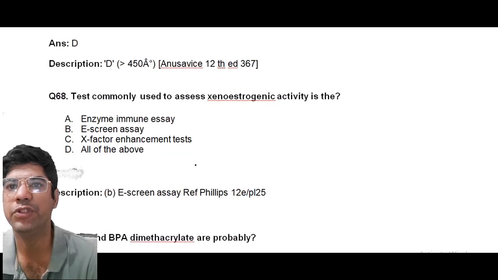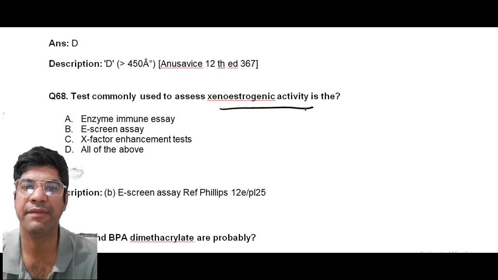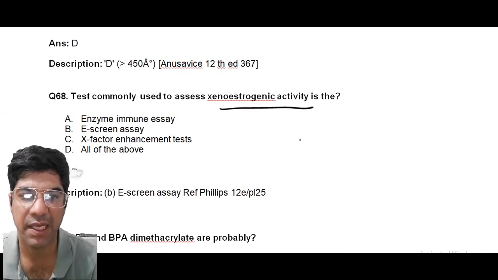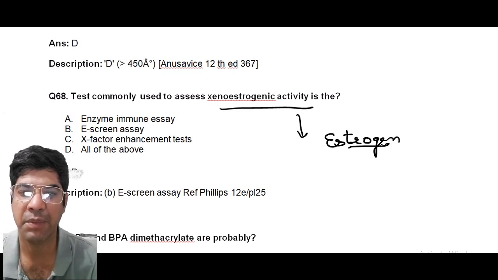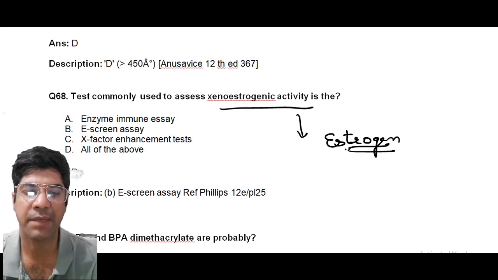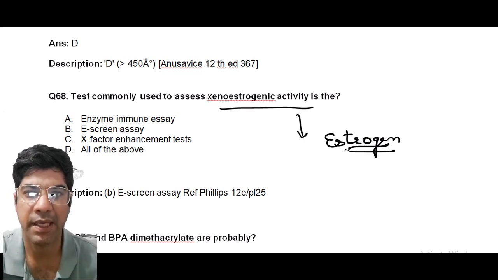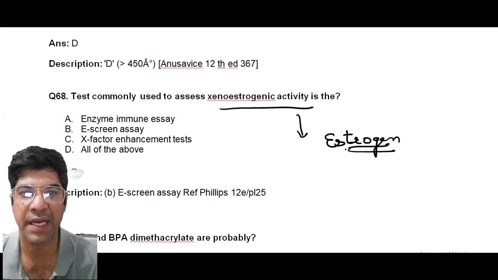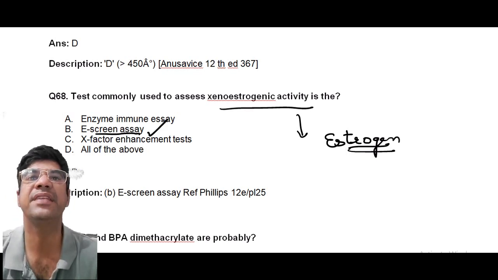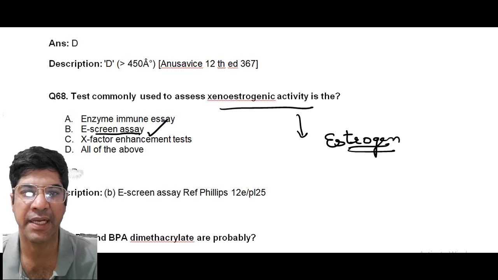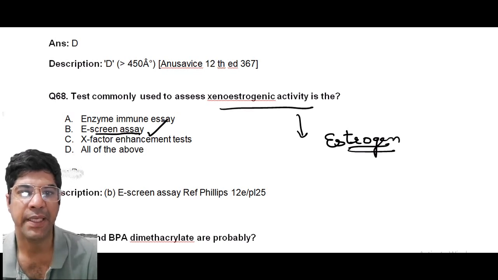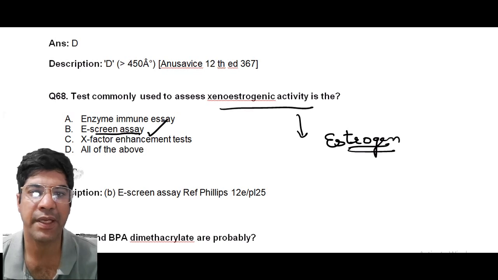The test commonly used to assess xenoestrogenic activity is, now what are these xenoestrogens? These are substances that mimic the effect of estrogen in the body, and they can disrupt the endocrine system. They are found in environmental pollutants, plastics, and certain chemicals. The E-screen assay test is used to assess xenoestrogenic activities. It measures the ability of various compounds, including environmental pollutants and chemicals, to mimic the effect of estrogen in living cells.